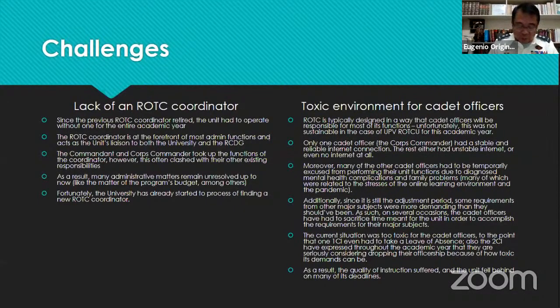Also, the second class have expressed throughout the academic year that they are seriously considering dropping their officership because of how toxic its demands can be. As a result, the quality of instruction suffered, and the unit fell behind on many of the deadlines.